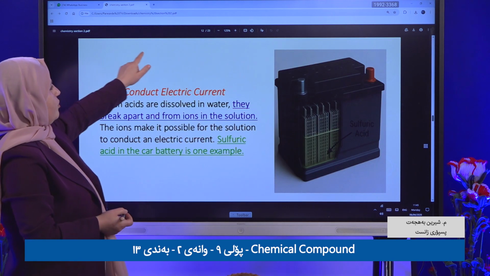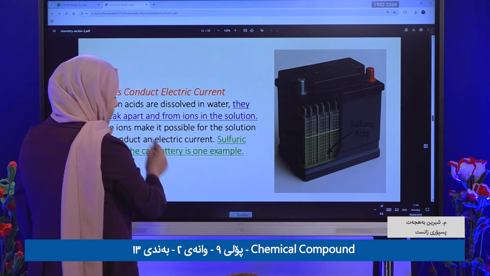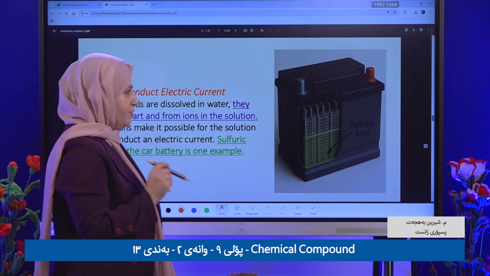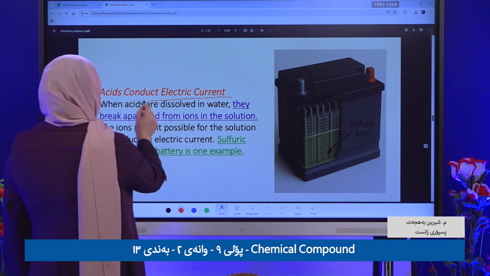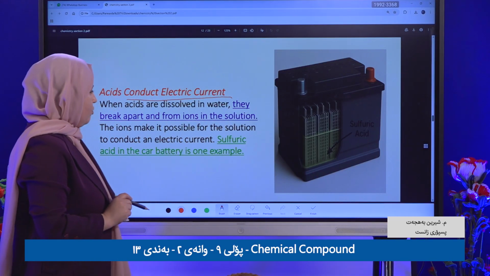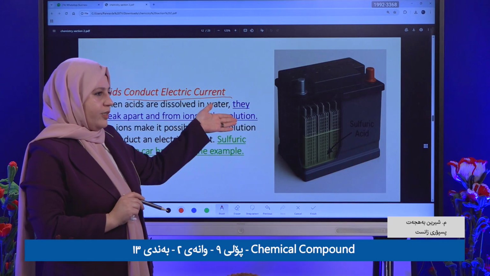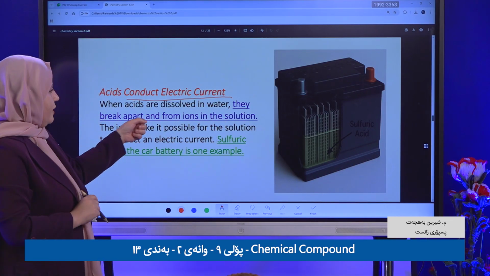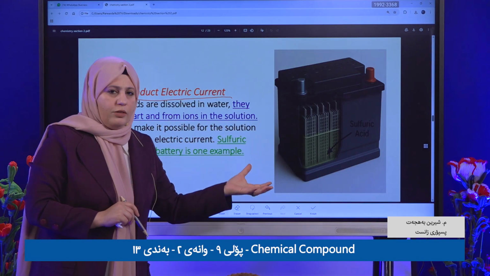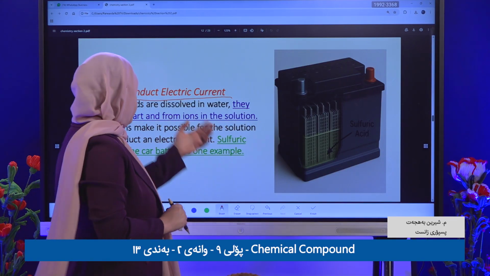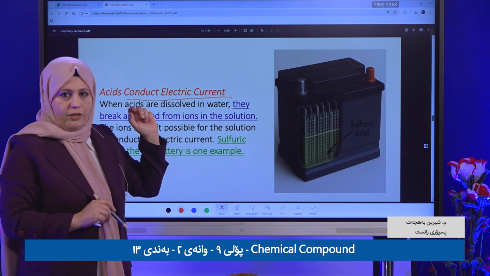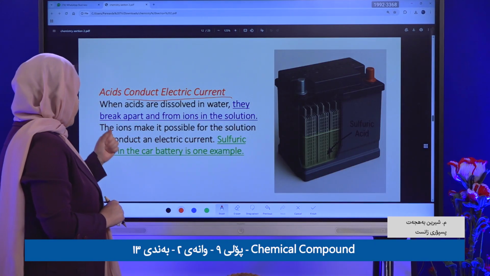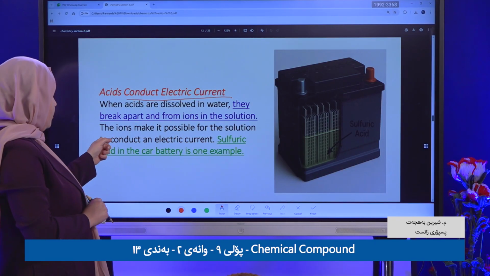Yes, acids conduct electrical current. It's very important. When an acid dissolves in water, as we know, they form what? Hydronium ions, right? They break apart and form ions in the solution. That means they conduct electrical current. Most of the acids conduct electrical current. The ions in the solution make it possible to conduct electric current.